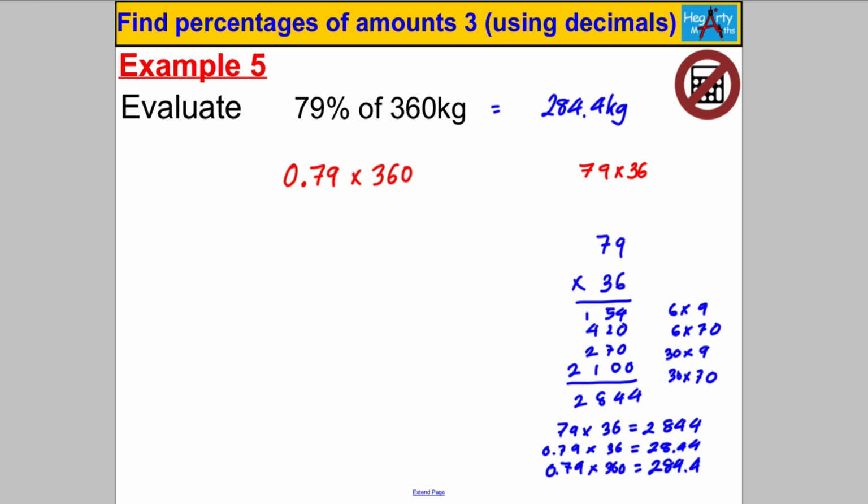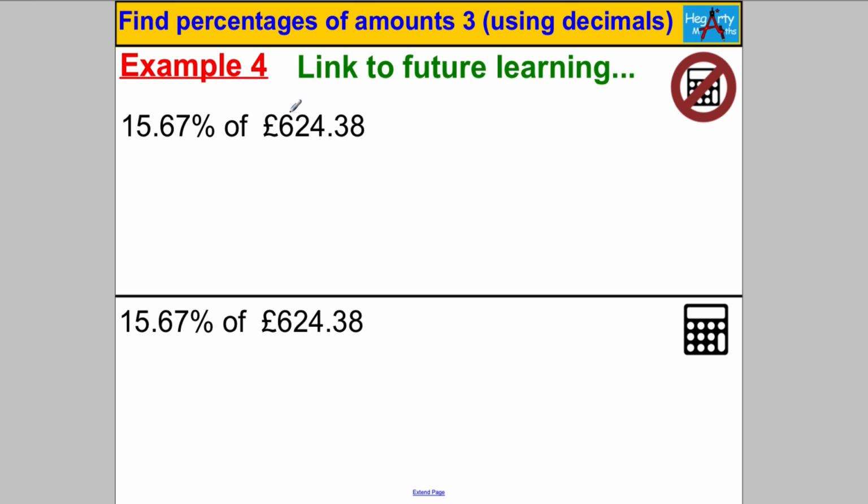I want to stop there, and I know you might say this has been quite hard. It has. It might be easier with other methods, but this is where this comes in really useful. Imagine someone asks us 15.67% of this number here, i.e. the decimal 0.1567 multiplied by 624.38. We will be allowed on our test papers and in our textbooks and homeworks to use a calculator for that type of thing.